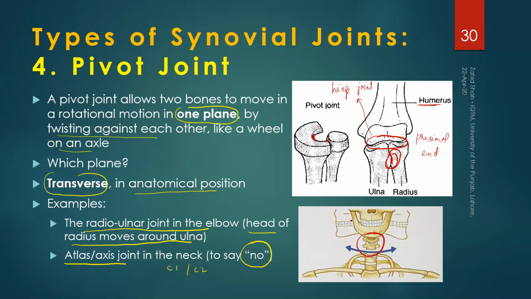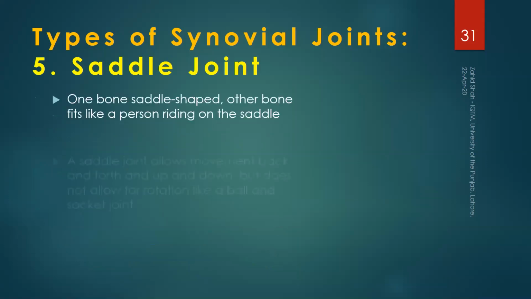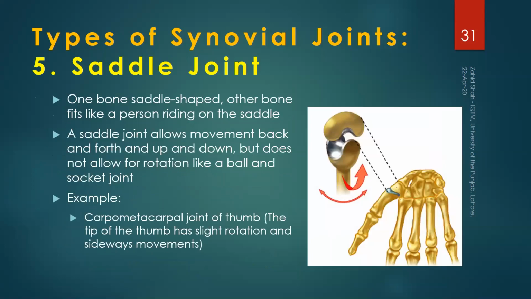So as you rotate your head, your neck as a whole, that is because of this joint between atlas and axis, and that is actually a pivot joint. So movement is possible in one plane, and that is the transverse plane in anatomical position. Now the saddle joint and the last, the ellipsoid joint, are special forms of ball and socket joints. I won't spend too much time on these. These are very special joints, so I will go through them very quickly.